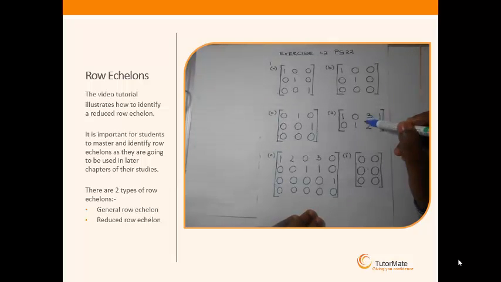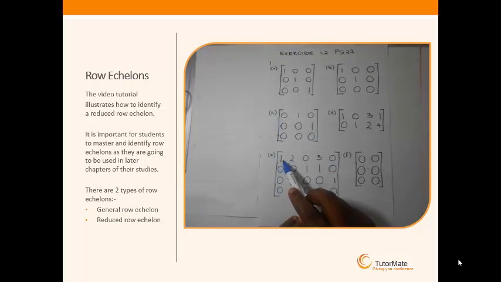It meets all the qualities of a reduced row echelon form, because there is no leading one there. If there was a leading one and there was a 3 here, then we'd say it's not a reduced row echelon form. But there is no 1 here, there's a 2 here and a 3 here, so it is in reduced row echelon form.